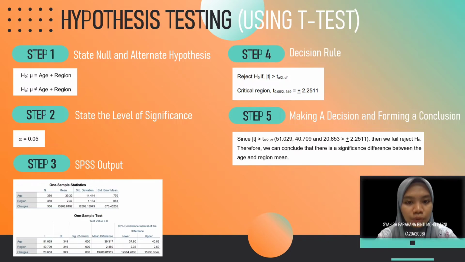H alpha: mu not equal to mu of region. Step 2. State the level of significance: 0.05. Step 3. SPSS output. This is the table I got from calculations using SPSS.